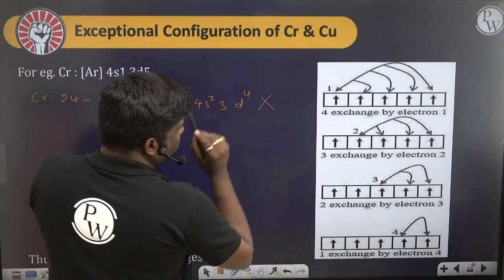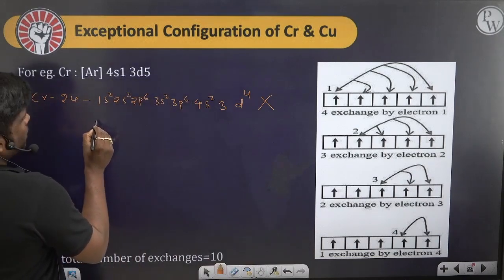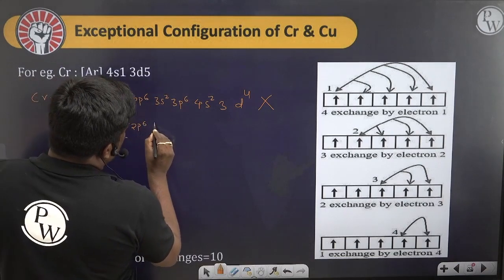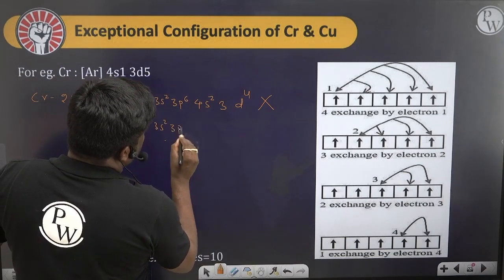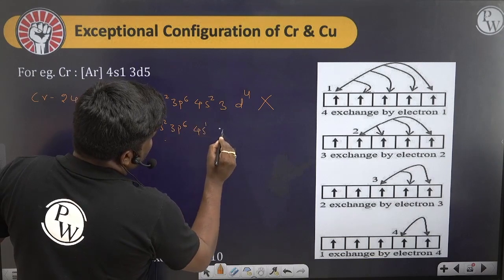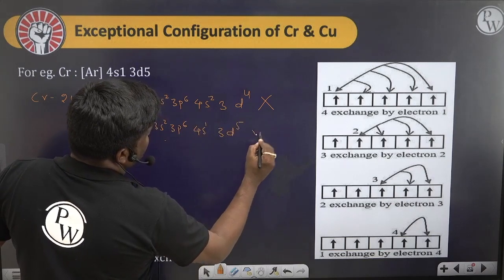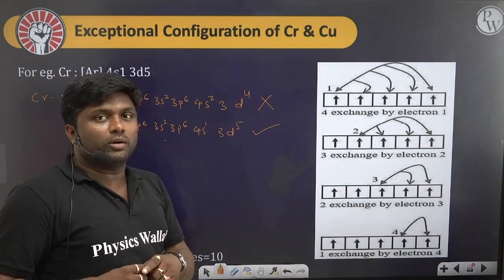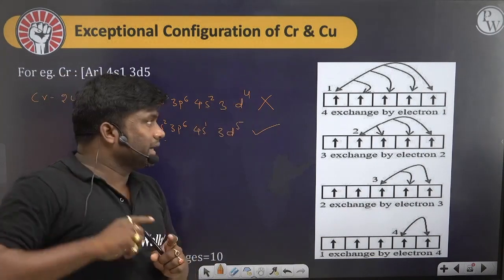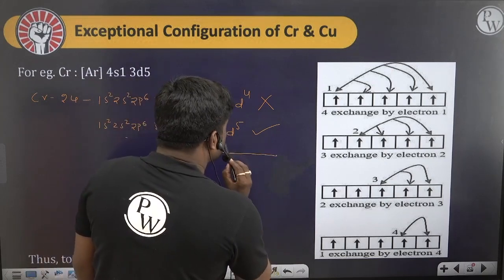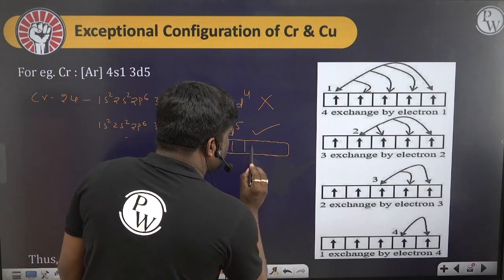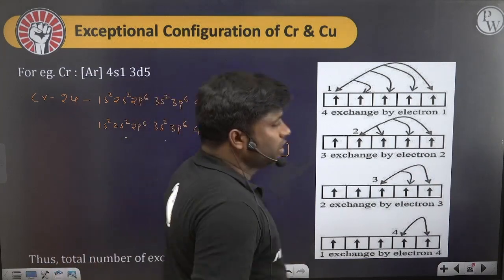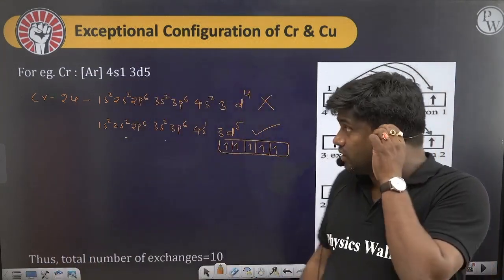But this is wrong. Why? If you write 1s2, 2s2, 2p6, 3s2, 3p6, 4s1, 3d5, this is correct. If you write like this, one electron from the s orbital will go to the d orbital, so that you get a half filled configuration here. The d subshell has 5 orbitals, and each orbital has one electron, so it is half filled.